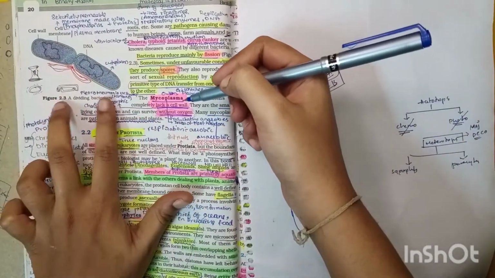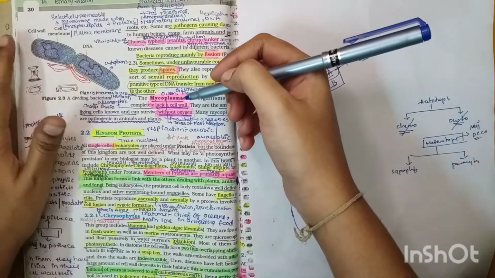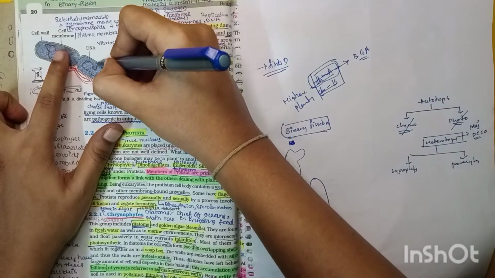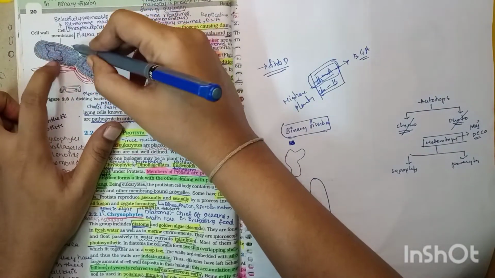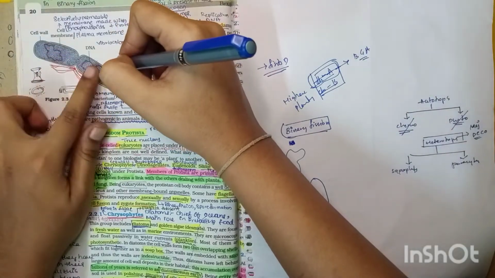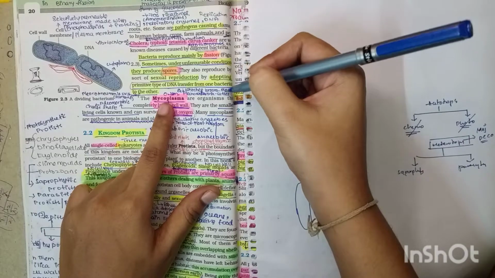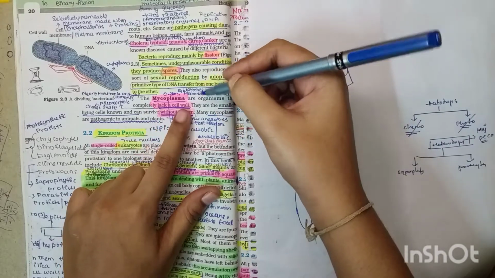Here labeling is very, very important. This is cell wall, this is cell membrane. The green colored outward line is cell wall, the inner line is cell membrane. The structures given inside, these two are DNA. Now mycoplasma are the organisms that completely lack cell wall.